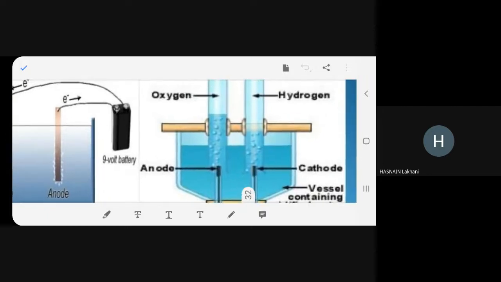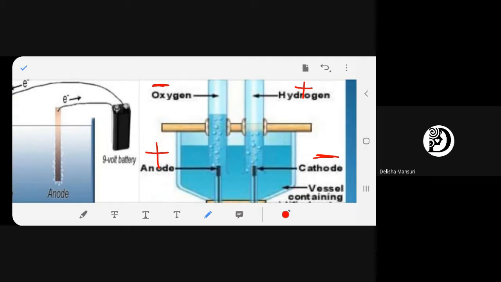Now this is the anode. Anode is positive and cathode is negative. Now H is plus and oxygen is minus. So minus goes to plus and plus goes to minus. Is it clear? Okay.